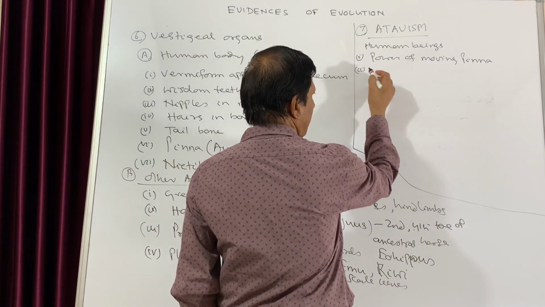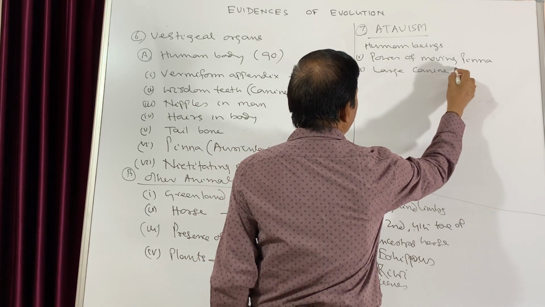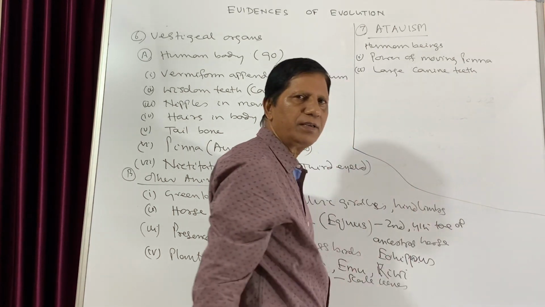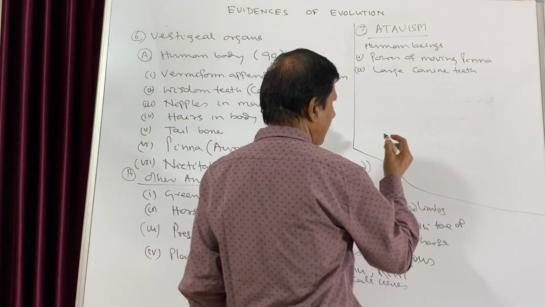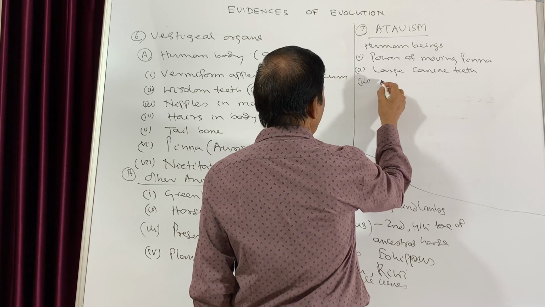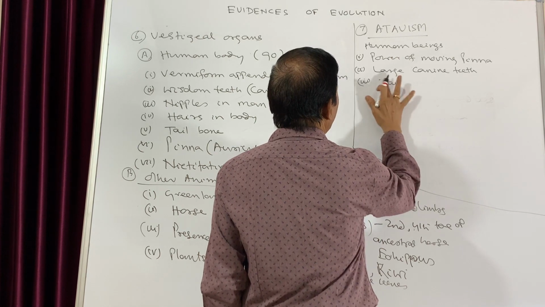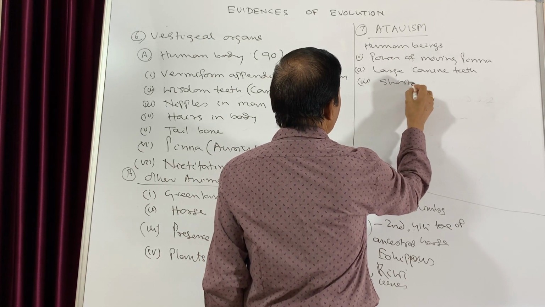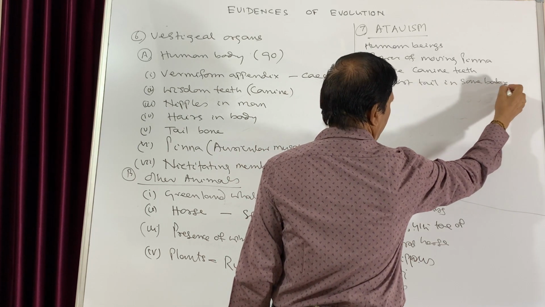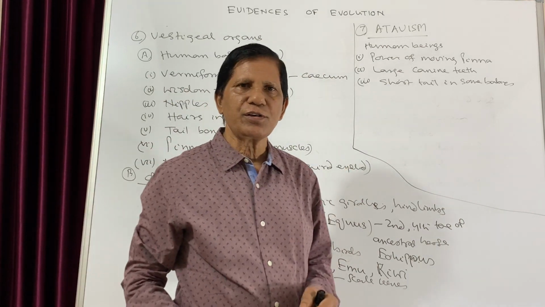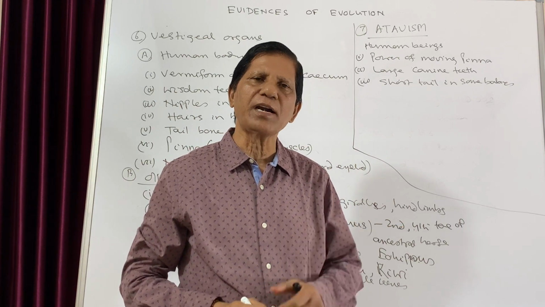Similarly, we can tell the large canine teeth, or you can tell the wisdom teeth. In some organisms, the canine or wisdom teeth are big in size. And the third is the short tail in some babies. In some babies, a short tail-like structure is present. So that is the case of atavism.